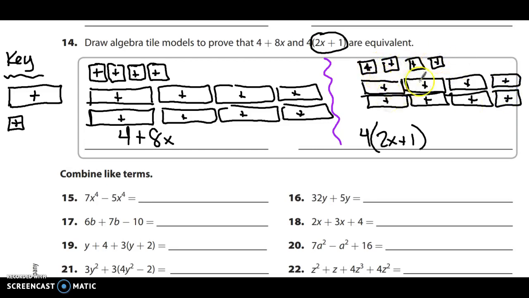little ones, and 1, 2, 3, 4, 5, 6, 7, 8 of the big ones. So they are indeed equal. And that should make sense, because if I applied this 4 times 2x, what is 4 times 2x? It's 8x. And then 4 times 1 is 4. 8x plus 4 is the same thing as 4 plus 8x. All right, good job. Let's move on.